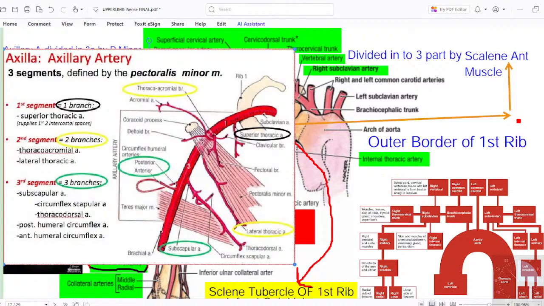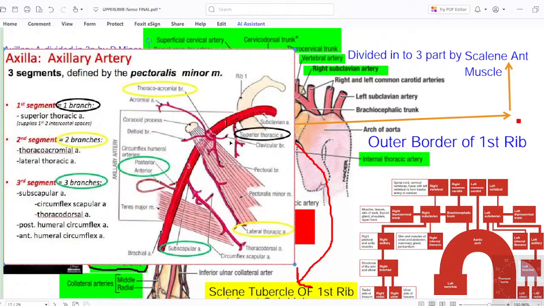Dr. Sanjay, you can explain the axillary artery and its branches. The axillary artery has three segments. The first segment has one branch, the superior thoracic artery. The second segment has two branches, the thoracoacromial artery and lateral thoracic artery. And the third segment has three branches: the subscapular artery, posterior humeral circumflex, and anterior humeral circumflex artery.